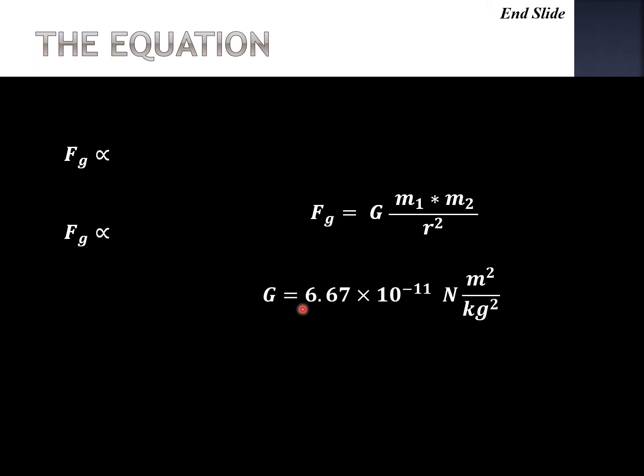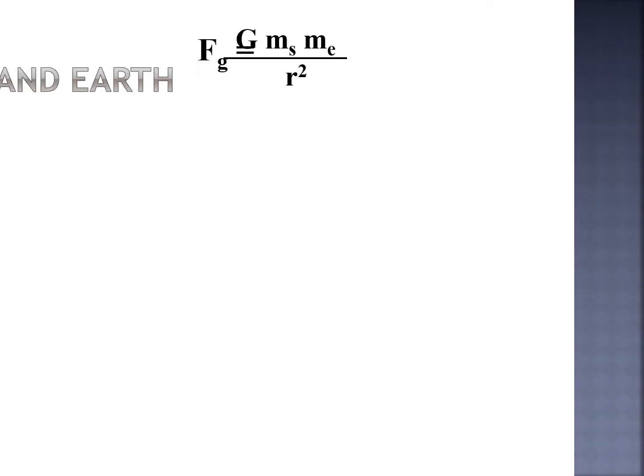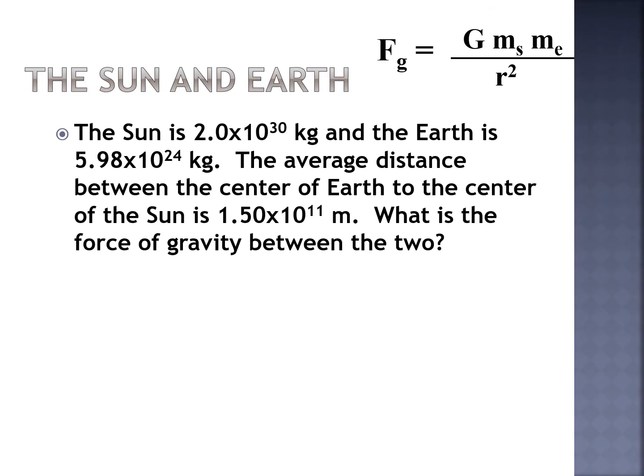But it's very, very important every single time that you put 6.67 times 10 to the negative 11th into this equation when you solve it. So let's go ahead and use this equation in order to figure out the force of gravity between the sun and the earth. The mass of the sun is 2.0 times 10 to the 30th kilograms, and the earth is 5.98 times 10 to the 24th kilograms. The average distance between the center of the earth and the center of the sun is 1.50 times 10 to the 11th meters. So what's the force of gravity between the two?